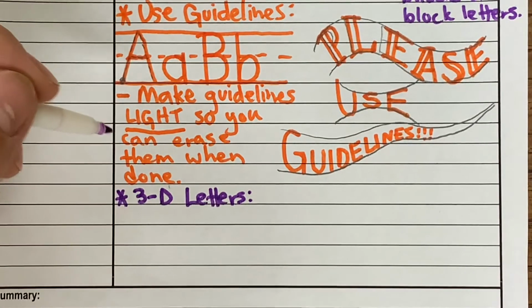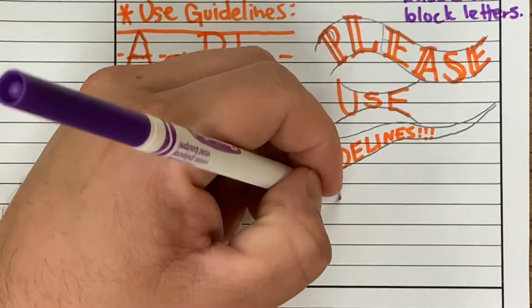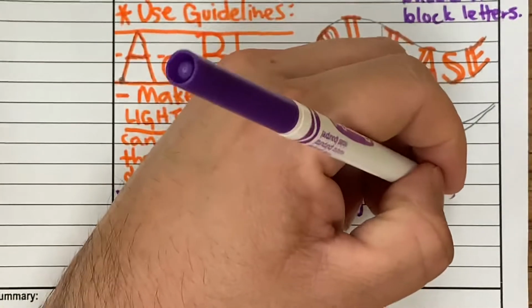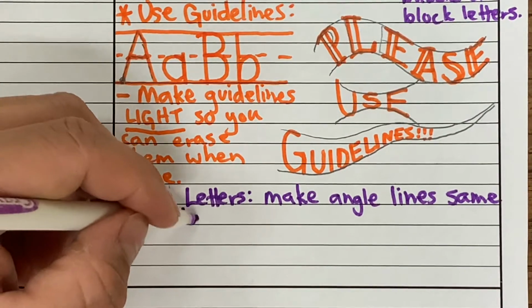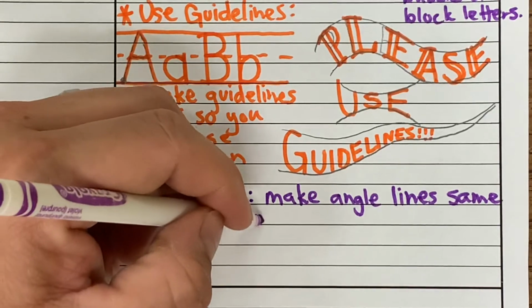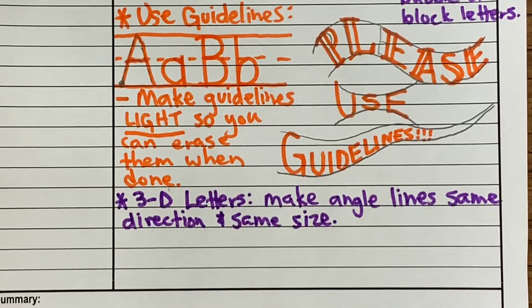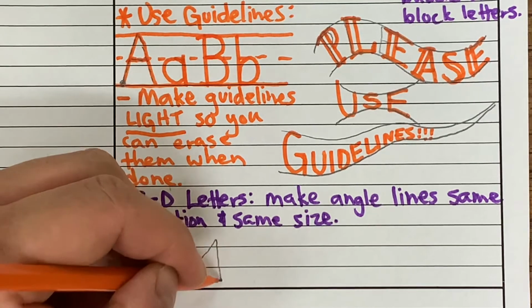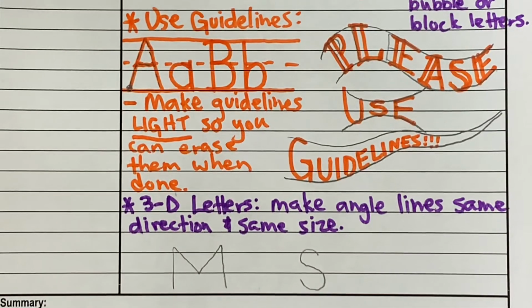It says make angle lines the same direction and same size. Okay, so for example, I'm gonna make a letter M here. Then I'm gonna make a letter S. And I'm gonna make one a block letter, and I'm gonna make one a bubble letter.